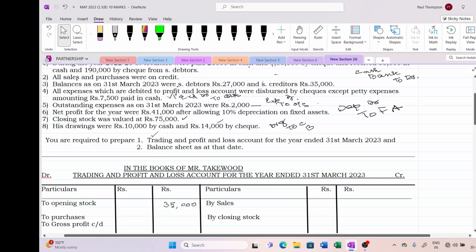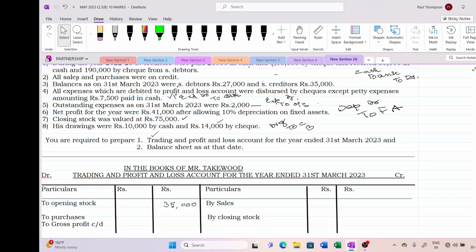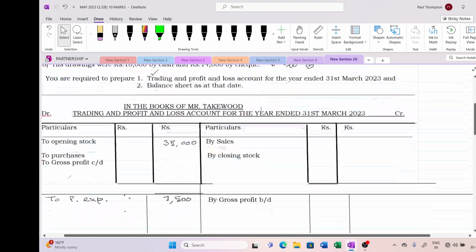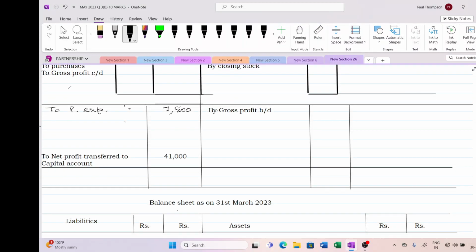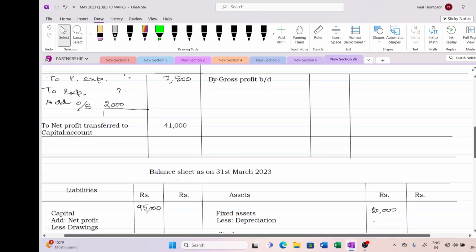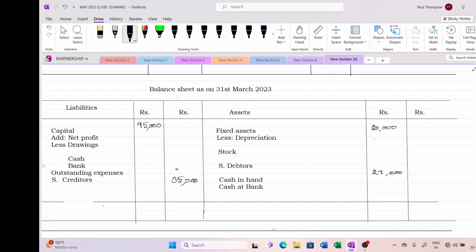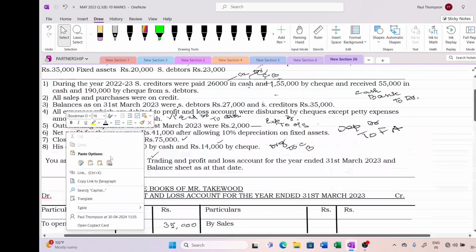What is the adjustment they are giving? We do not know the expenses paid, but they are giving on point number 5, outstanding expenses were 2,000. What is the journal entry? Expenses debit to outstanding expenses account. Let me write that the expense will also go to your P&L account. So the expenses account that we do not know, we will be filling it here. So we are going to add outstanding expenses. This will be 2,000. Okay, then we will be writing it here. This outstanding expenses is a liability, and will go to your balance sheet also. So now we have completed the double entry for outstanding expenses, point number 5.